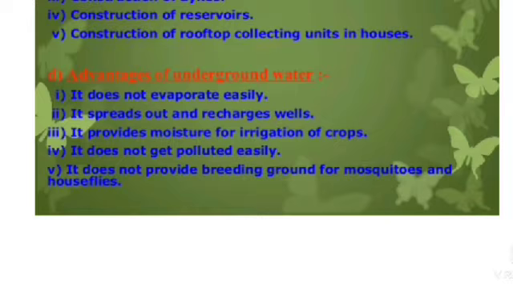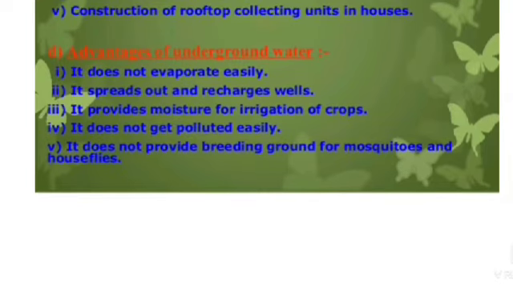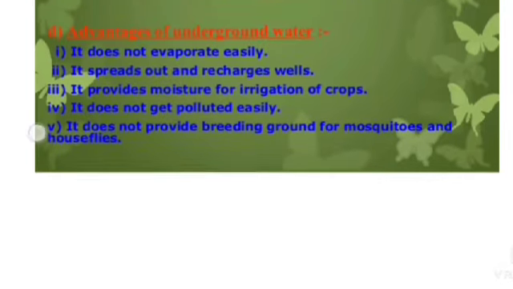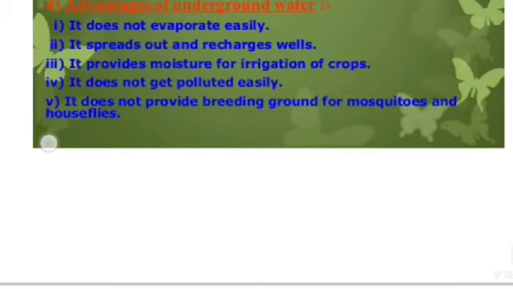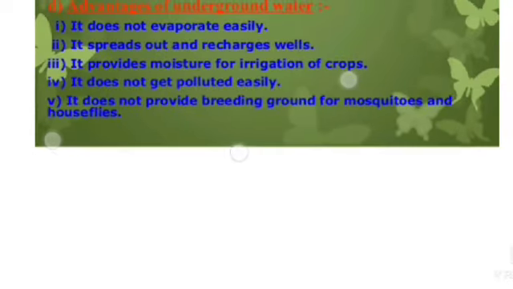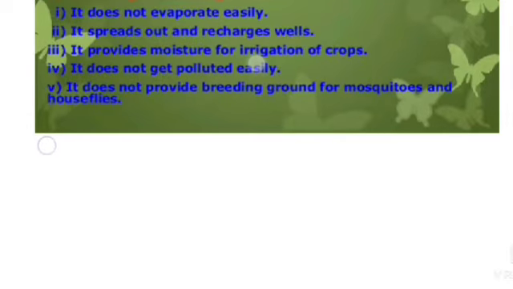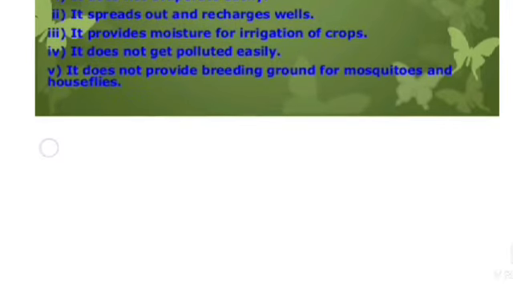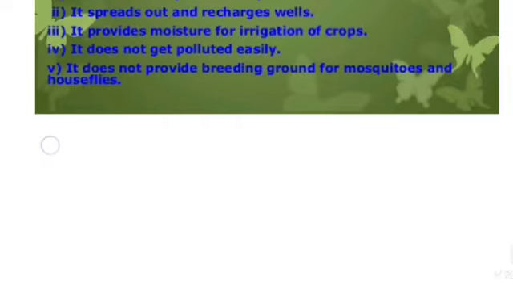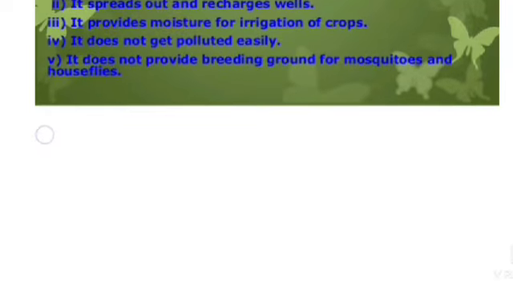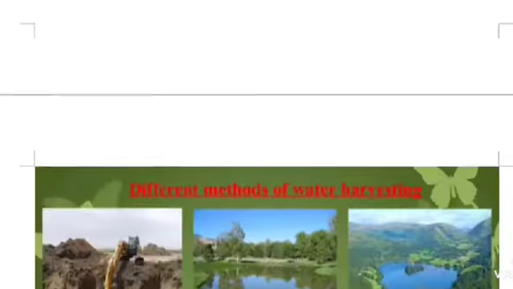Advantages of underground water. It does not evaporate easily. It spreads out and recharges wells. It provides moisture for irrigation of crops. It does not get polluted easily. It does not provide a breeding ground for mosquitoes and houseflies.